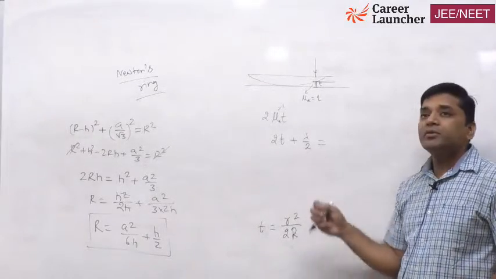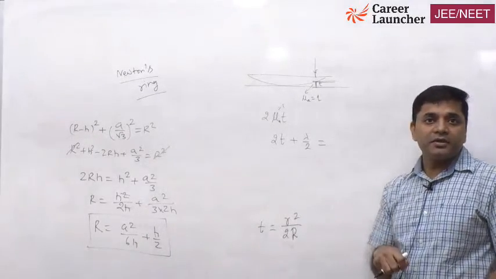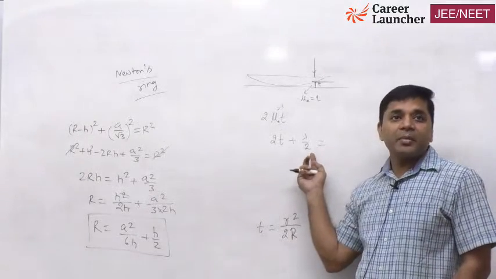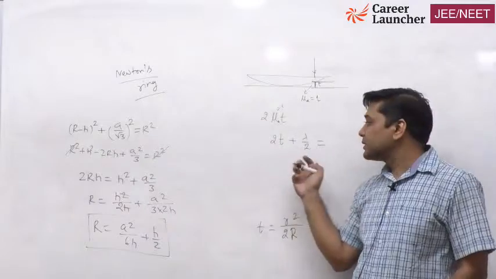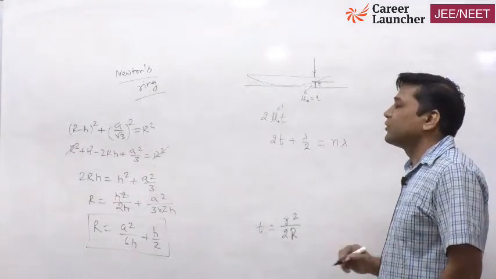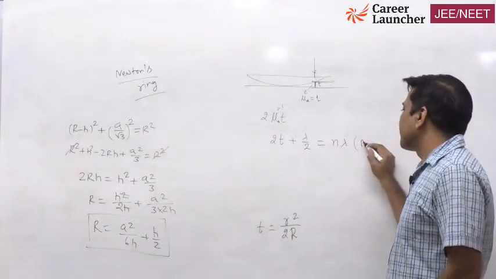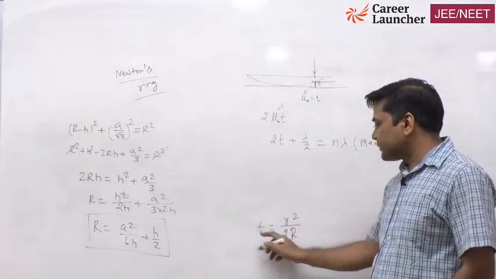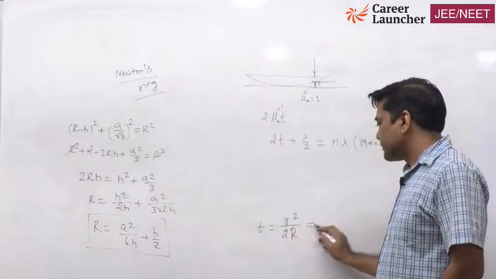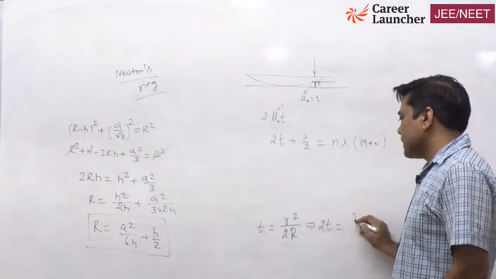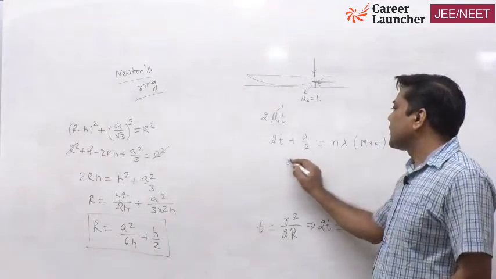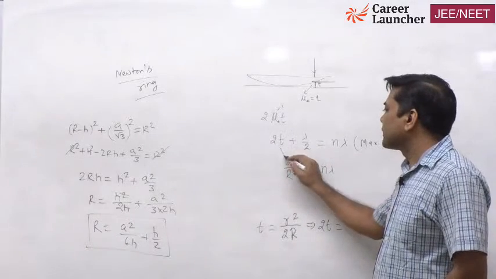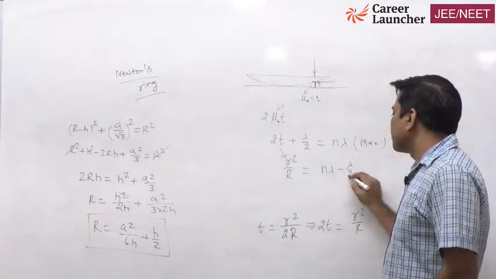Why am I adding lambda by 2? Same explanation that I have just given in thin film: there is a phase inversion of pi, that's why lambda by 2 you need to add. If it is equal to n lambda, it will be the condition of maxima. So for the condition of maxima, 2T can be written from here as r square by R. So r square by R equals n lambda minus lambda by 2.